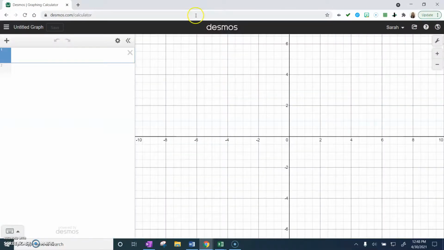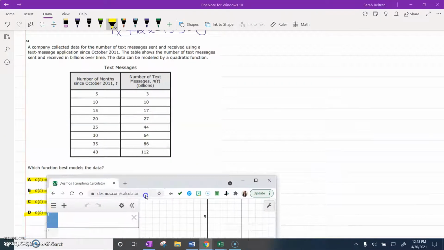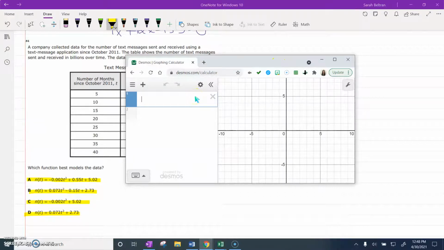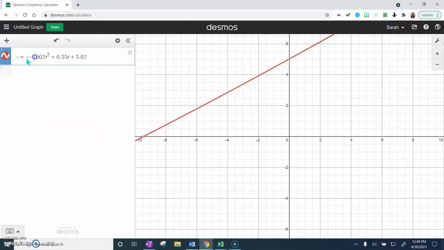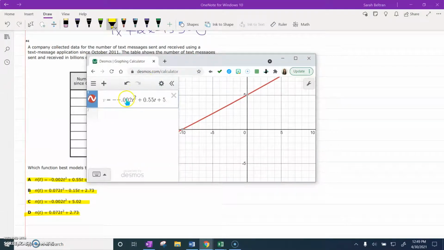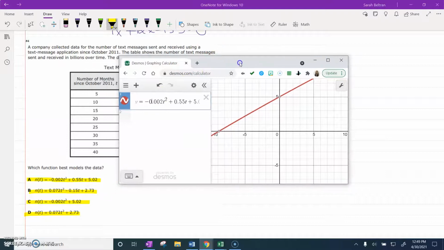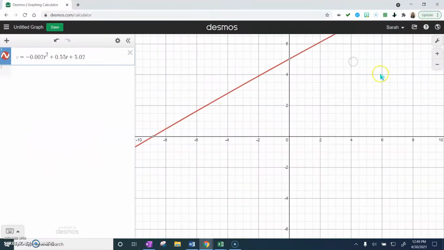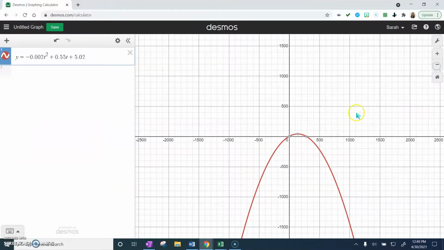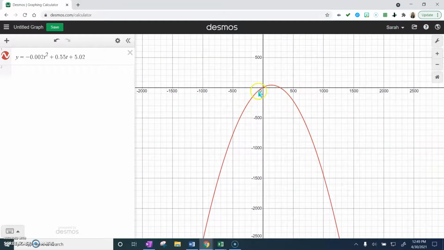Desmos graphing calculator. And let's see, y equals negative 0.002 t squared plus 0.55 t plus 5.02. All right, so if I zoom out, oops, I did something wrong. This is supposed to be a 0.00. Yeah, that looks right. All right, so I'll zoom out. That's kind of this parabola that has a line in it, like you just saw.